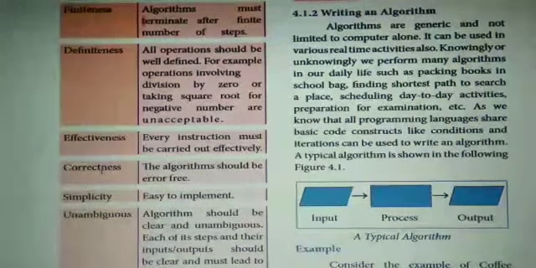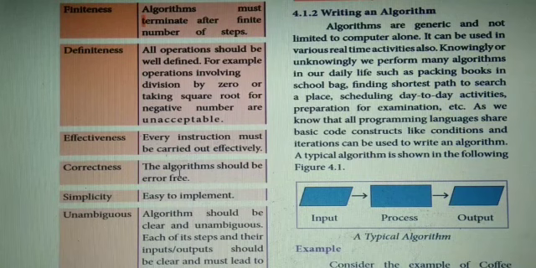Then correctness. An algorithm should be error free. Error free, you all know very well. In the last year, three types of errors we discussed: syntax error, semantic error, and runtime error, right? So while writing an algorithm, without error our algorithm should provide an output. Correctness, the algorithm should be error free.